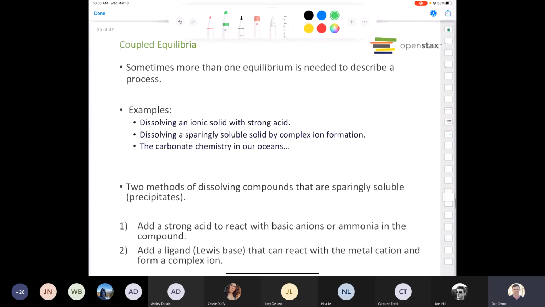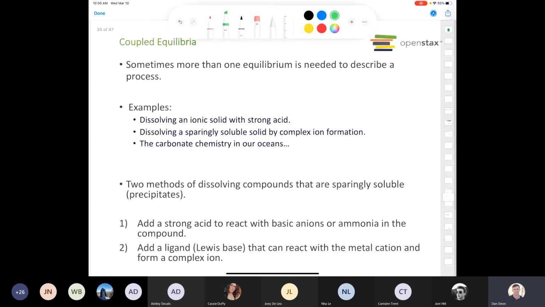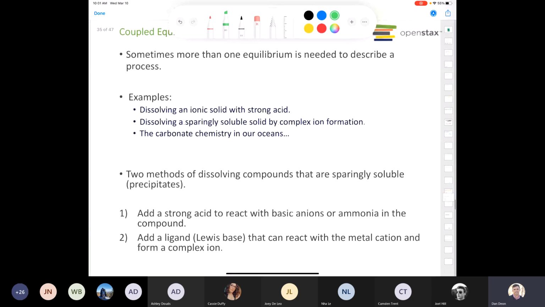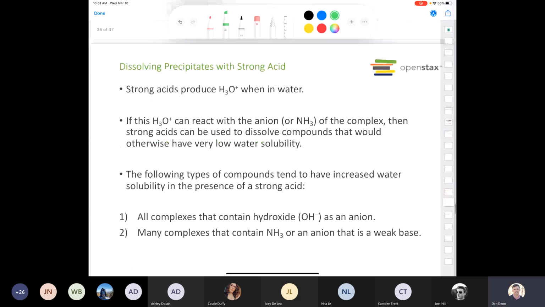So in a nutshell, sometimes you can't just have one equilibrium expression to describe a process. You've got to have a couple of them. That's why they're called coupled equilibria. There are some examples shown here.